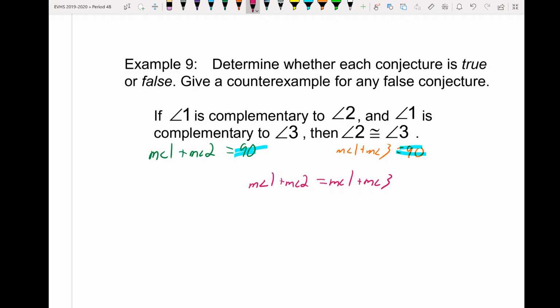Yes. All right. Now, I'm going to use one of my properties of mathematics and say that if I subtract something on the left, I must also subtract it on the right. Those two subtract out, leaving me with measure of angle 2 equals measure of angle 3.